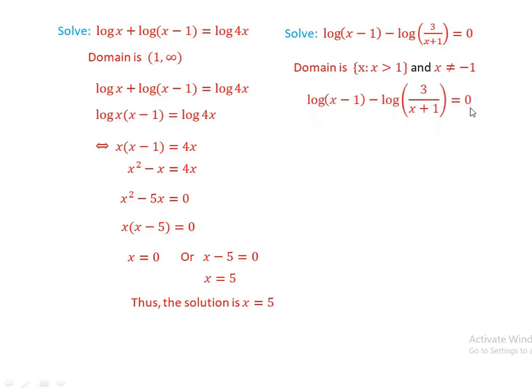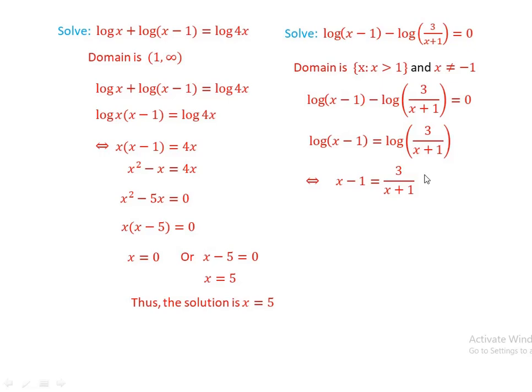Now to solve this, log of x minus 1 minus log of 3 over x plus 1 is equal to 0. By taking this to the right hand side of the equal sign, we have log of x minus 1 is equal to log of 3 over x plus 1. Here they have the same base, base 10. So this is true if and only if x minus 1 is equal to 3 over x plus 1.